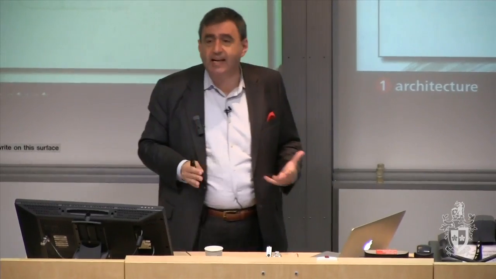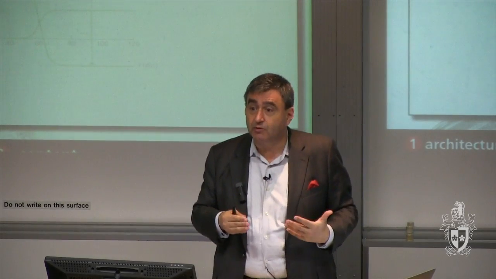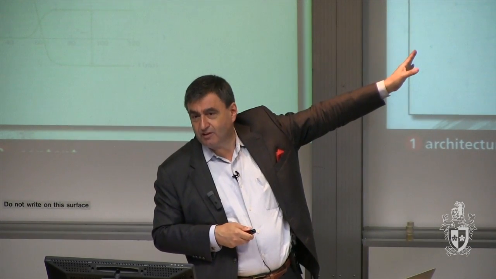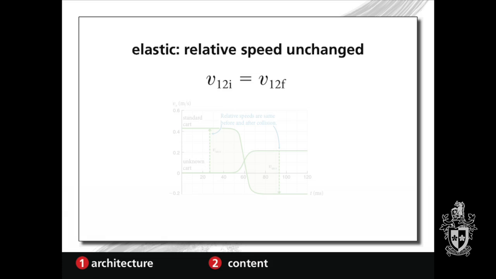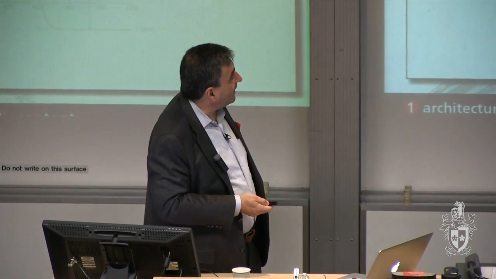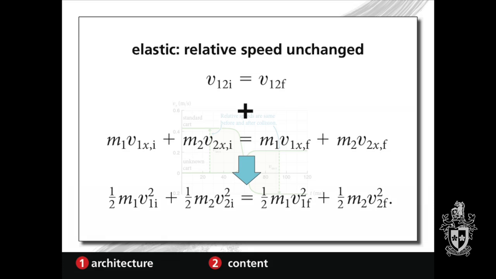So in an elastic collision, the hallmark is that v12i equals v12f. The relative speed between the two objects, initial and final, is the same. There again, you see the explicit notation I use. Okay. Now, that's not a conservation principle. Besides, there are not only elastic collisions, there are also inelastic collisions. But if we combine that with conservation of momentum, then we combine these two equations. In two lines, we can show that that is true.